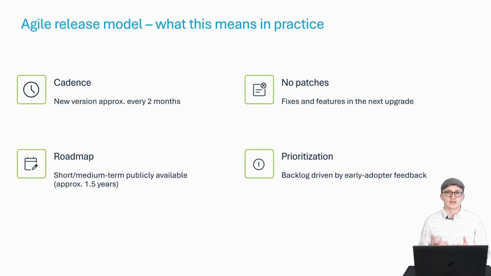I also want to set expectations here. Firm delivery dates for individual features are only realistic in the short term. That is not a limitation, it is how agile development works. We commit to the cadence and each release delivers the highest priority items from the backlog. What does this mean for you? If a feature matters to you, let us know. Early adopter feedback directly affects what goes into the next version. With that, let me show you what the first release specifically contains.